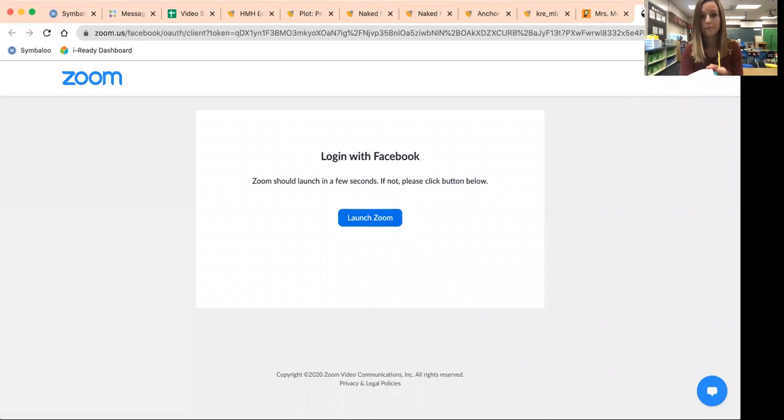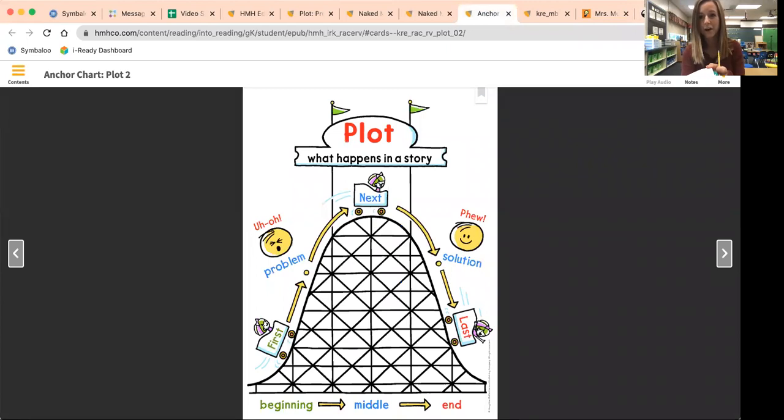So I need to share my screen so you can see what I am looking at. All right. So on this page, I have our anchor chart that talks about plot. Everyone say the word plot. Good job. The plot is what happens in a story. And sometimes a plot has a problem. Uh-oh, that smiley face right there looks like he's having a problem. And then some stuff happens in the middle, but then at the end, there's a solution.